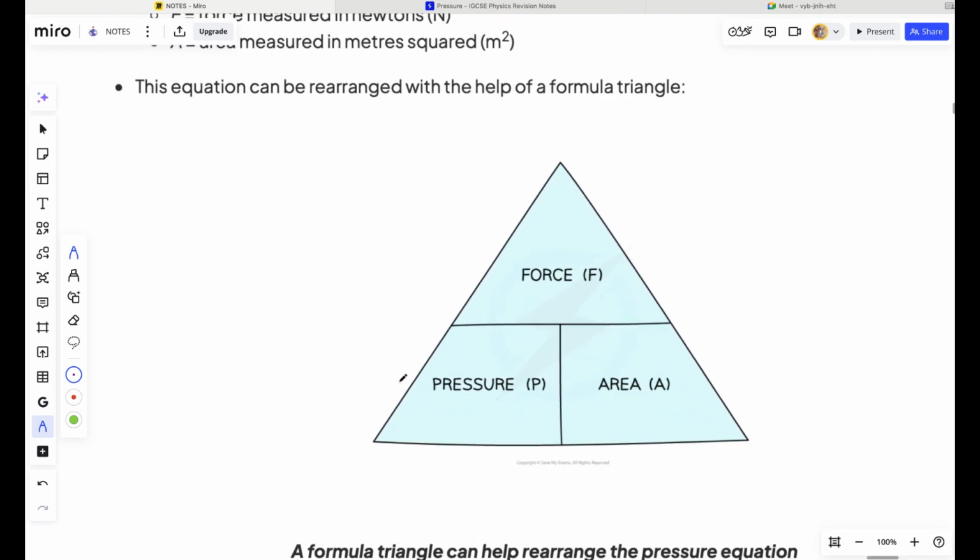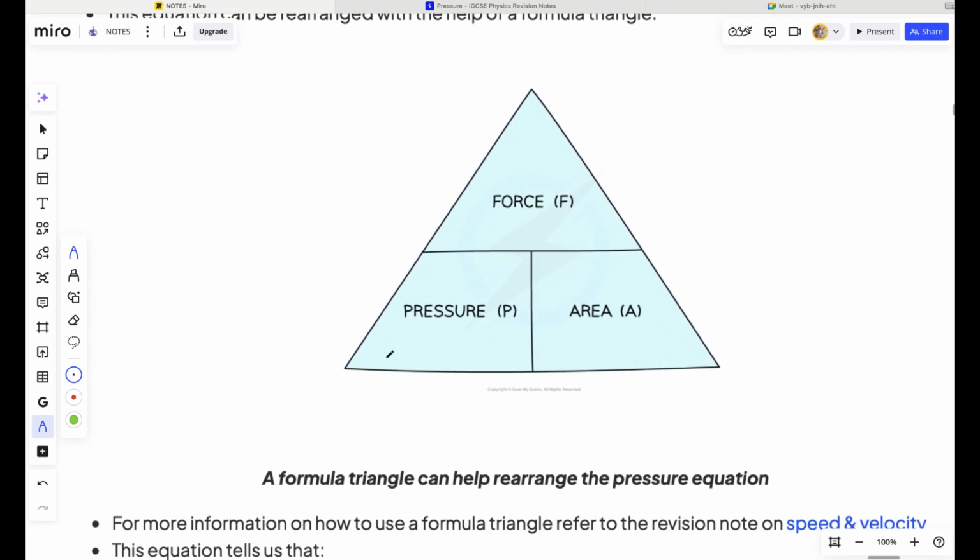So here is the triangular formula for pressure. If we put it in triangular form, pressure is force over area. If you want area, area is force over pressure. If you want force, because there are some cases where we have to make one the subject of the formula, and the pressure is given, you say force is pressure multiplied by area.